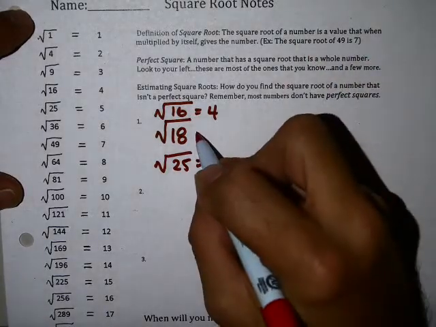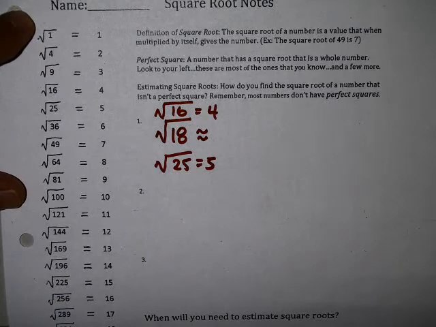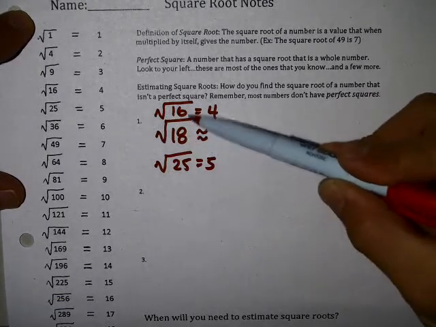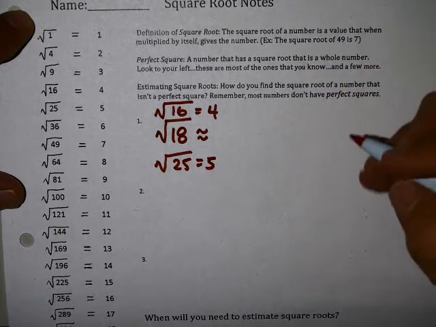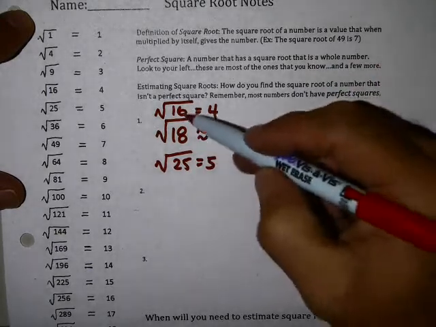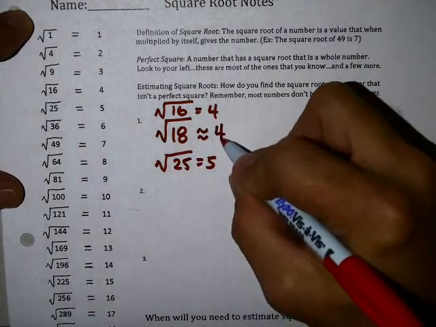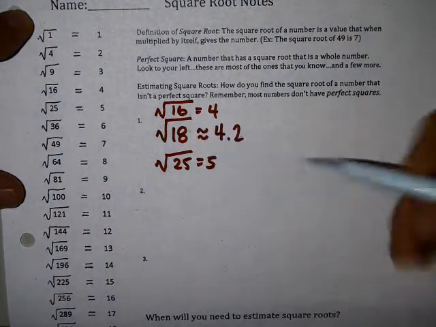And what we write here is we write these little squiggly equal signs, and that just means you're making an estimate at this. Now, by looking at this, we see that 18 is a lot closer to 16 than it is to 25. You're never going to have one right in the middle when you're dealing with whole numbers like this. So we're going to guess that this is about 4.2, just because it's a lot closer to 16 than 18.